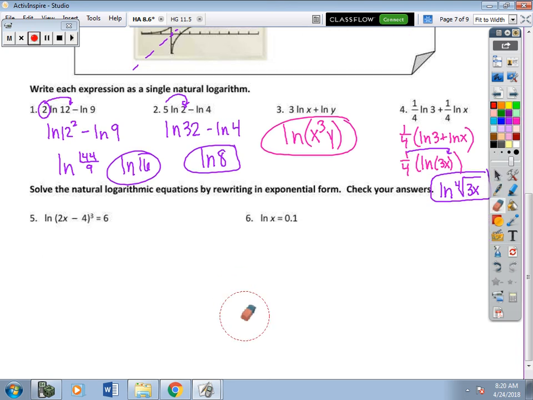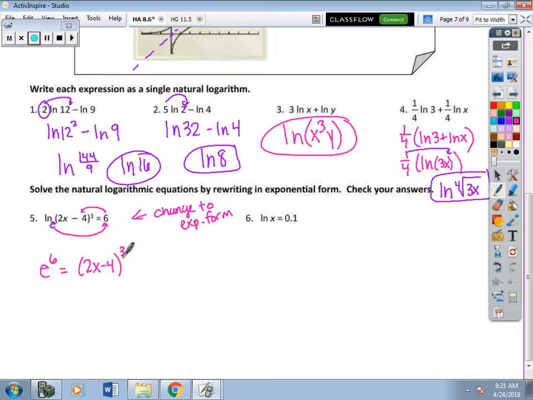All right, below we have solving. So solve the natural logarithmic equations by rewriting in exponential form, and we will check our answers by storing it in for x and checking. So remember that a natural log has the imaginary base of e. So we'll add that in. It's log base e. And we'll change to exponential. So this will be e to the 6th power is equal to 2x minus 4 cubed.